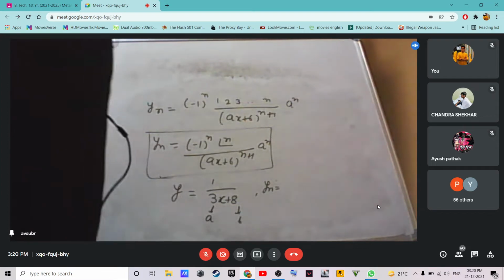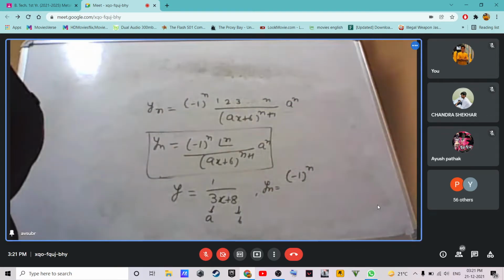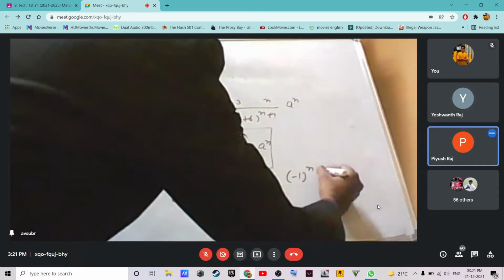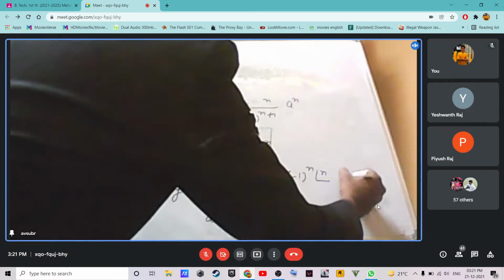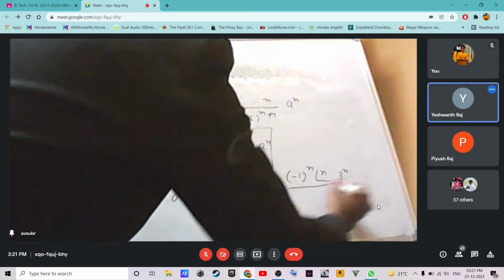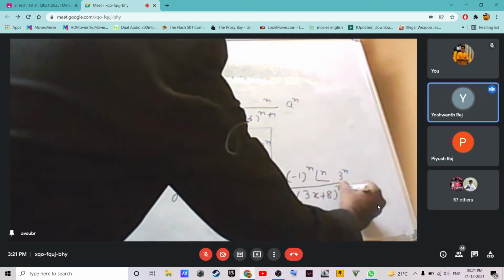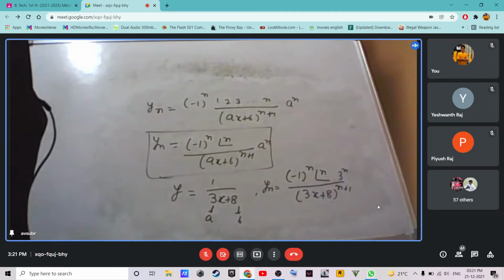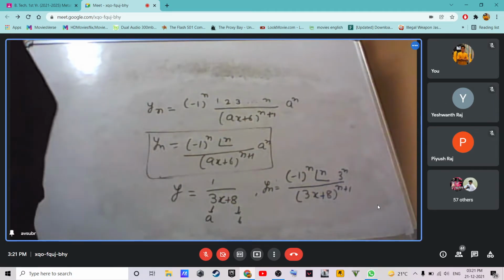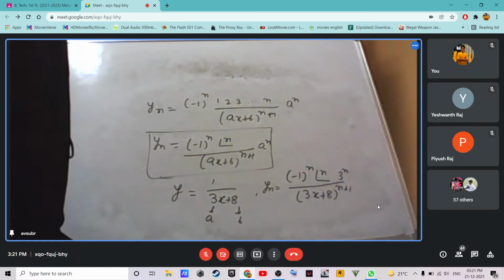So what it will be: minus 1 to the power n, factorial n, 3 to the power n, whole divided by 3x plus 8 the whole power n plus 1. That's all. This is what the nth derivative of this will be.